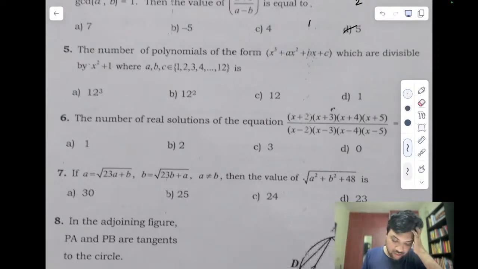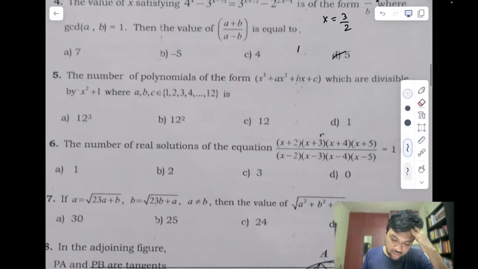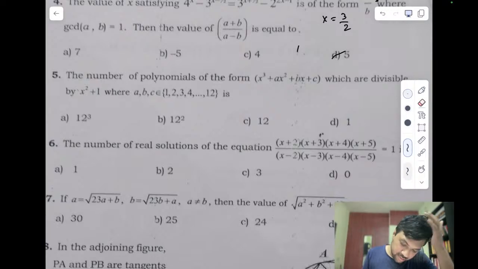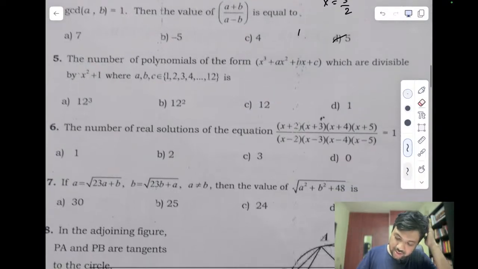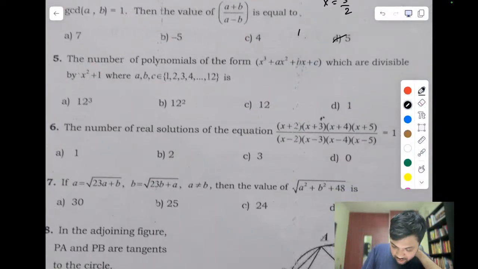Okay, so hopefully most people got this. The number of polynomials x cube plus ax square plus bx plus c which are divisible by x square plus 1 is a typical factor theorem question, right? If x square plus 1 is a factor, then iota i, with i square equal to minus 1, is a root.